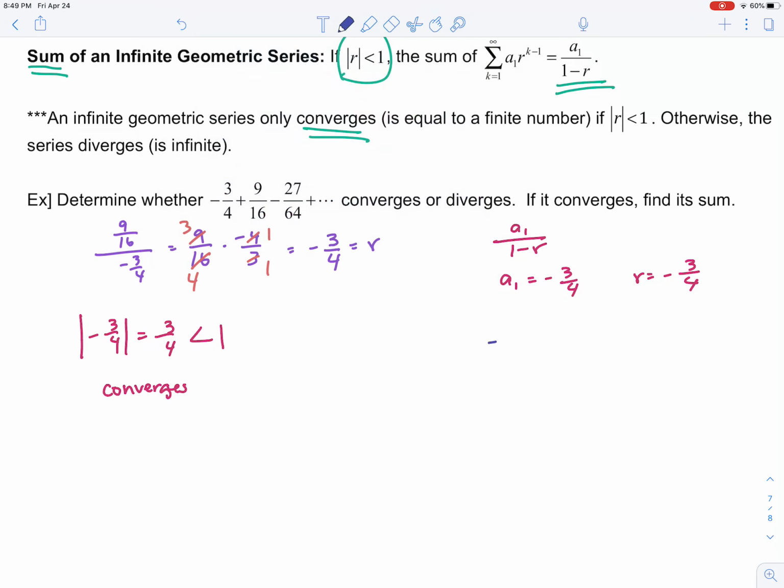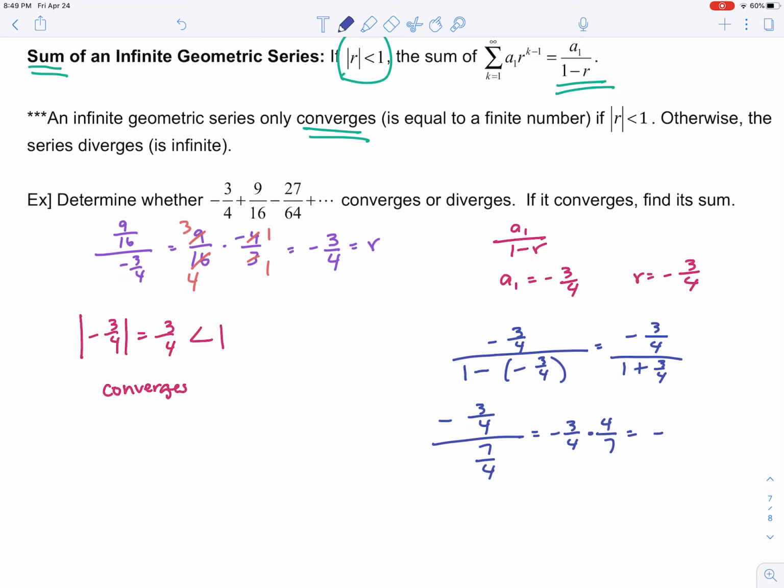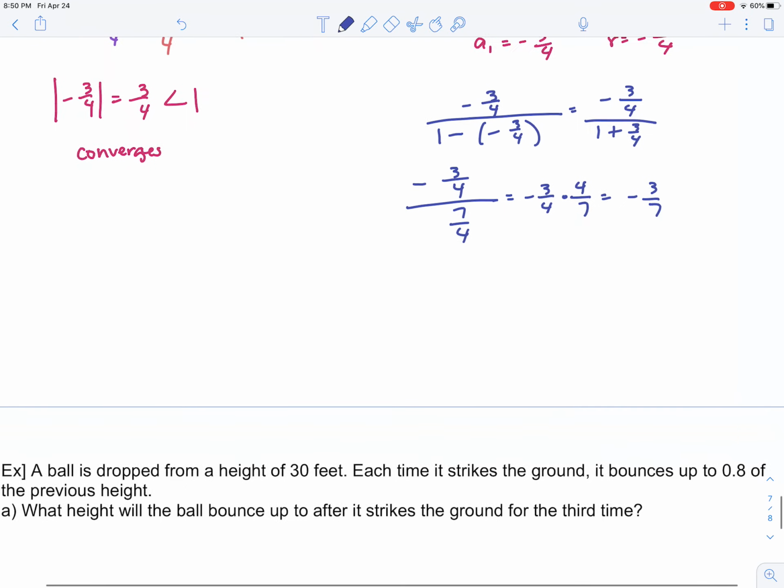So the first term is negative 3/4 divided by 1 minus the common ratio. So that's negative 3/4 over 1 plus 3/4. That's 4/4 plus 3/4, so 7/4. And then we can multiply by the reciprocal. Negative 3/4 times 4/7. The 4's cancel, so negative 3/7. So the sum converges to negative 3/7. And we do have one last example in this section.